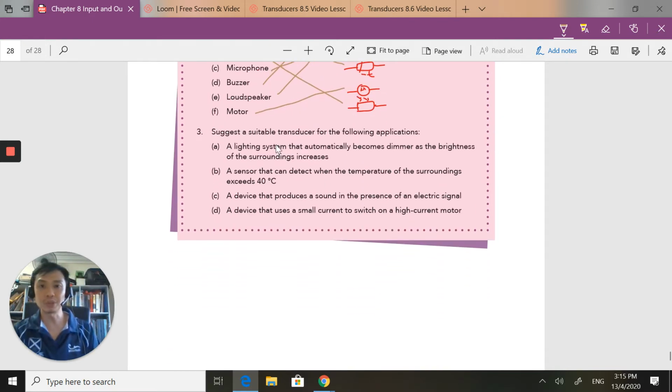Suggest a suitable transducer for the following application. So this is the story. I've got a lighting system that automatically becomes dimmer as the brightness of the surroundings decreases. Straight up, you do need a light dependent resistor. How you arrange that light dependent resistor is another story. So I'm going to pause here. Think about how you arrange it, if I want the signal to become smaller as the brightness increases.